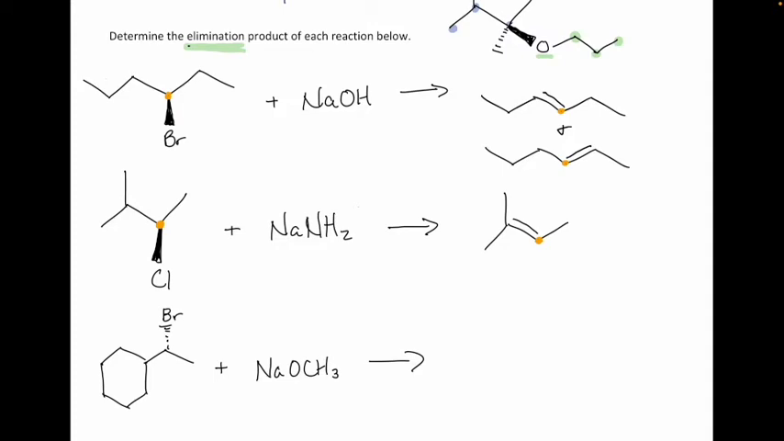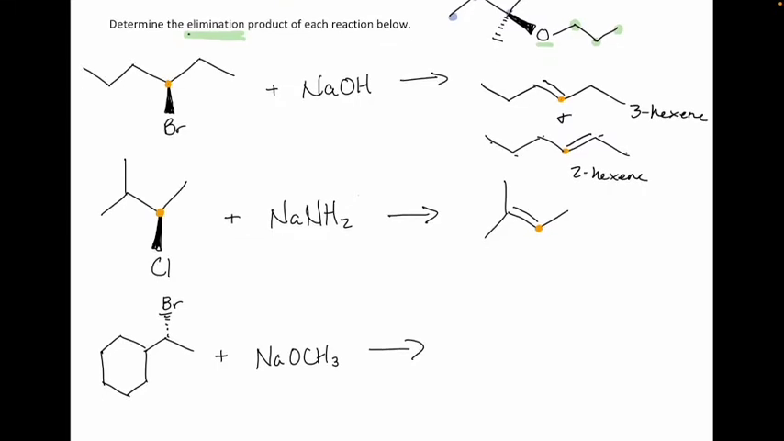You have to draw one. Yep. Right, because they're two different molecules, right? This one, how many? 1, 2, 3, 4, 5, 6. This one's 2-hexene, and this one's 3-hexene. Those are two different molecules that are equally favored.